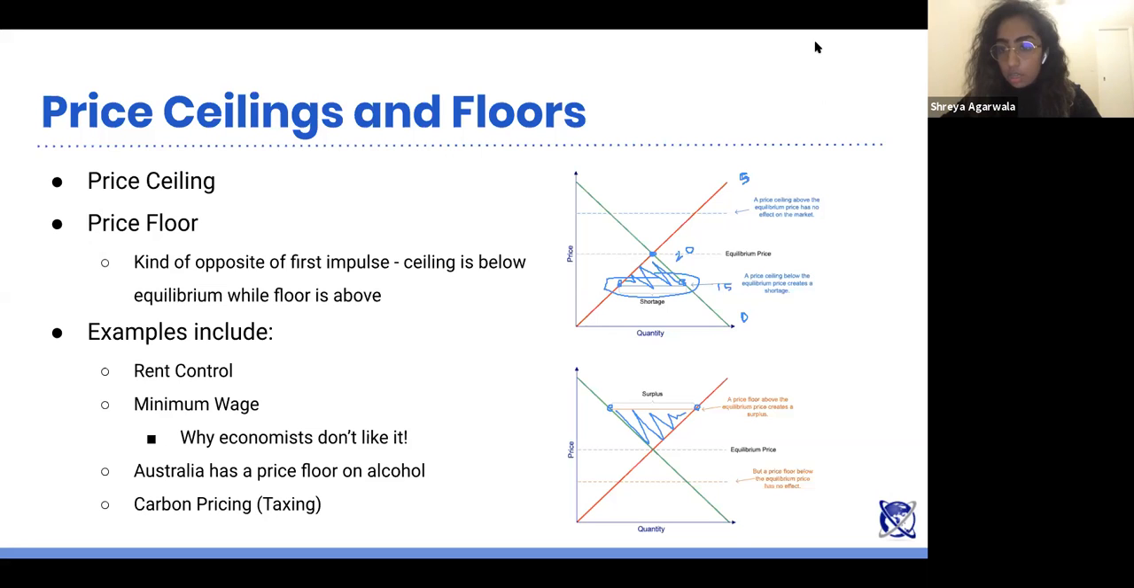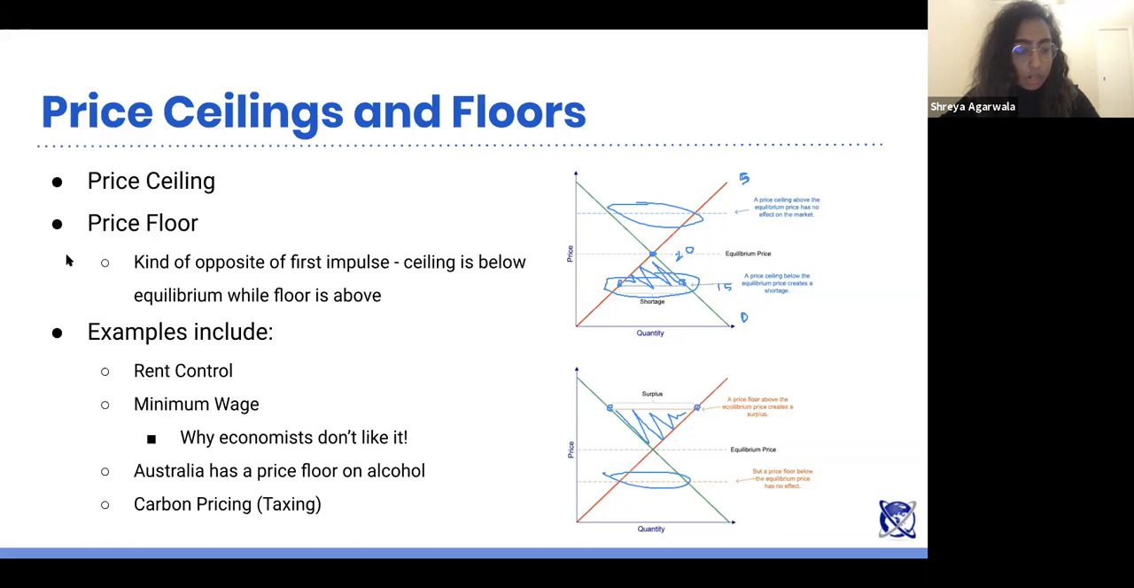But yeah, as the graph shows, if you have a price ceiling right here or a price floor right here, it's not really going to have an effect just because it's going to be irrelevant to the way people make decisions. Because if you put a price floor below the equilibrium price, people are probably going to price it at equilibrium anyways.